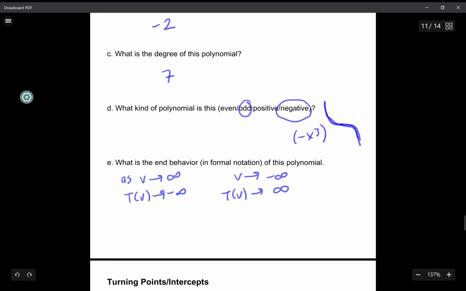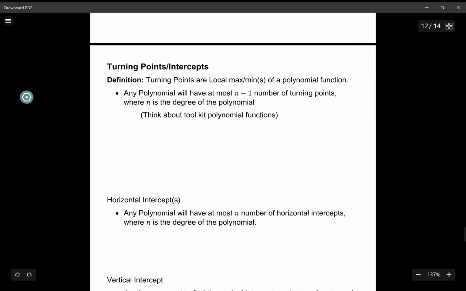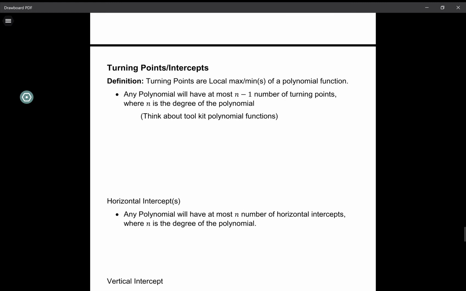All right, that wasn't so bad. Let's talk about turning points and intercepts of polynomial functions. And really, the point of knowing these rules is, again, if you're using a graphing utility, lots of times you plug it in, it pulls up a graph. You might not see all the things you need to see, and you need to adjust the window and zoom. So you need to know what you're expecting to see.